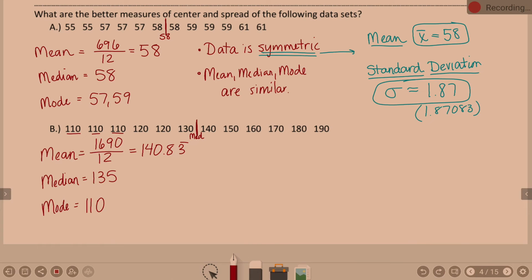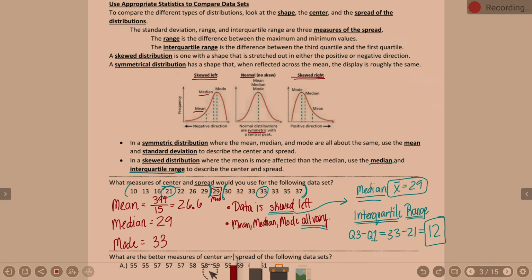I can also look at the fact that the mean is higher than the median. And if you go back and look at that picture, when the mean is higher than the median, that is a skewed right example.